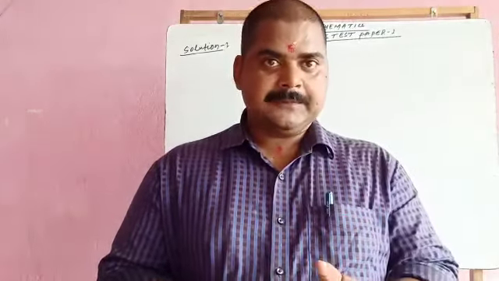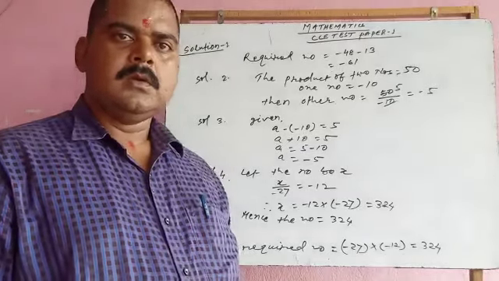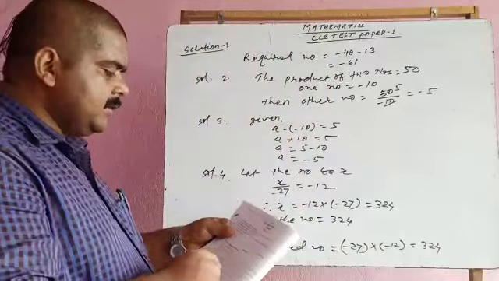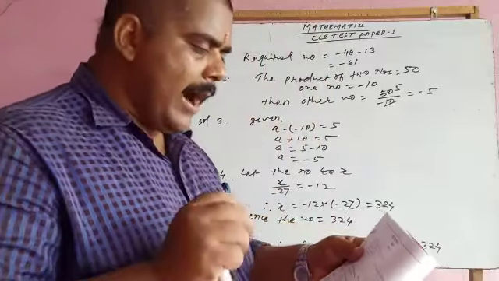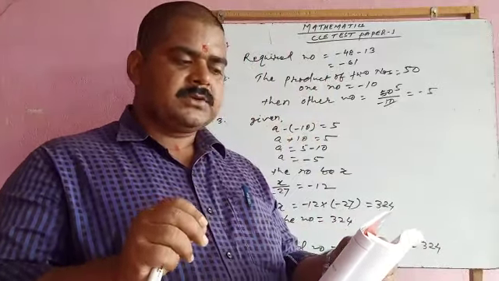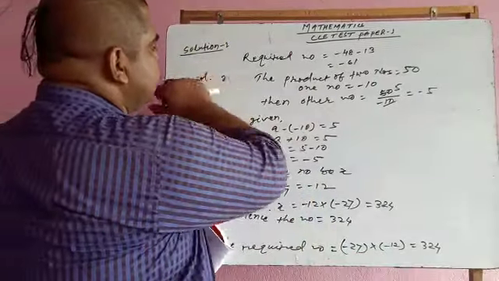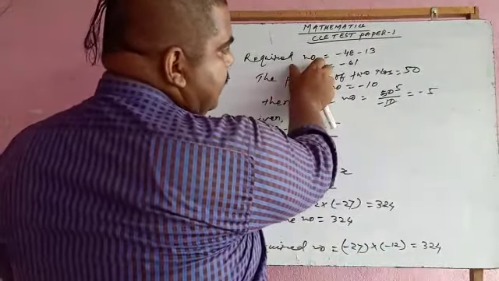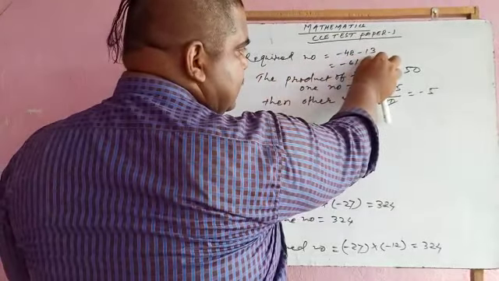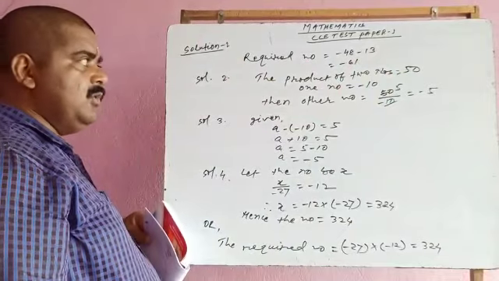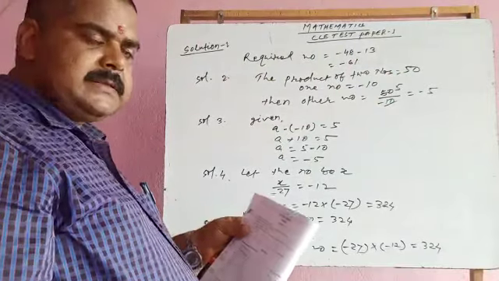My dear students, I have just taken the first question, and the question is: what must be subtracted from minus 48 to get 13? Look at the solution. The required number is minus 48 minus 13, and it is equal to minus 61. It is the simple one.